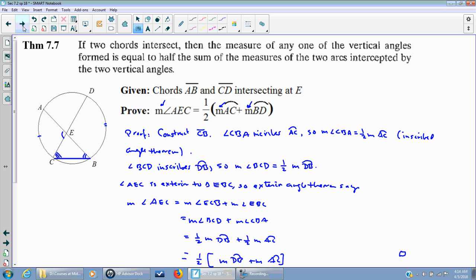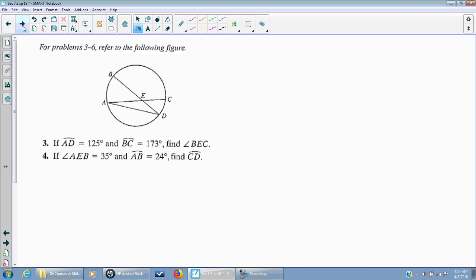Let's see what I've got next. Let's do an example. This is from page 379, I believe. Okay. I have a circle here with some chords drawn, and there are 6 different problems that go along with this, so I may not use all the chords here. But in number 3, we have arc AD is 125 degrees. So this arc down here is 125 degrees. And arc BC is 173 degrees. Okay. And we're asked to find the measure of this angle, BEC.